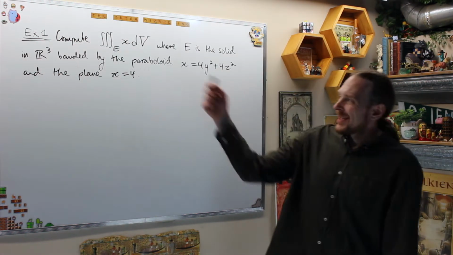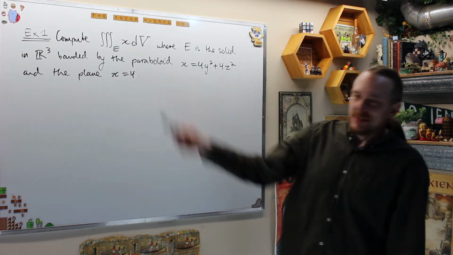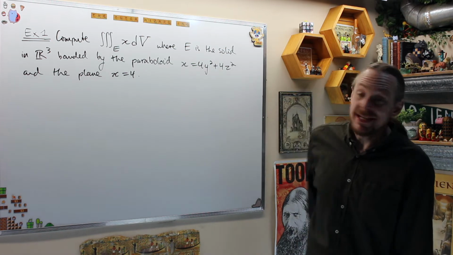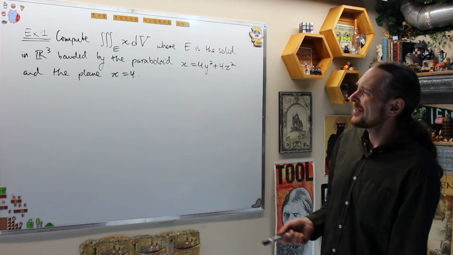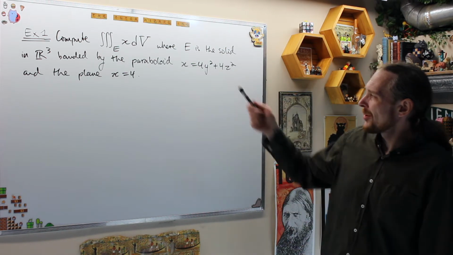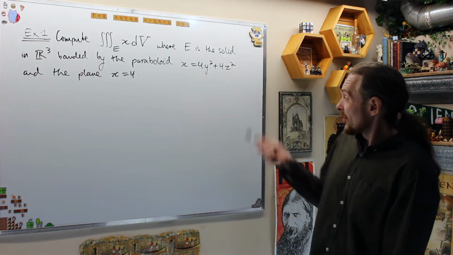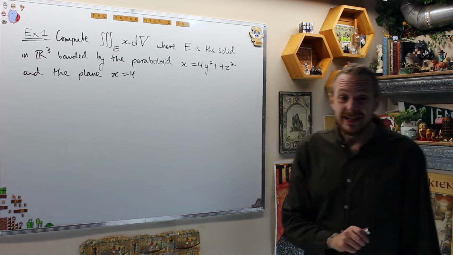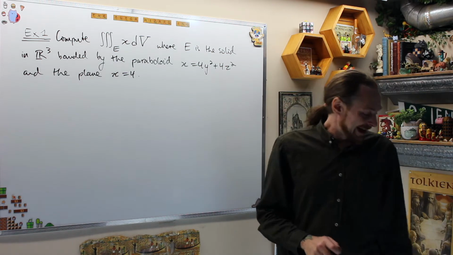Let's do that. Example 1, we're going to compute the triple integral over E of x dV, where E is the solid in R3 bounded by the paraboloid x equals 4y squared plus 4z squared, and the plane x equals 4.